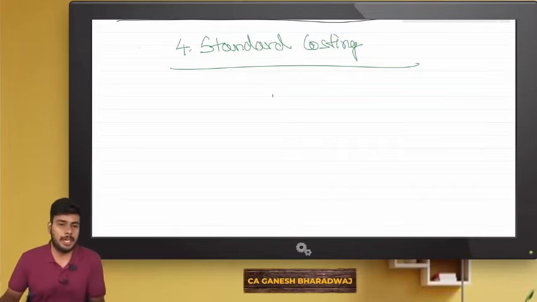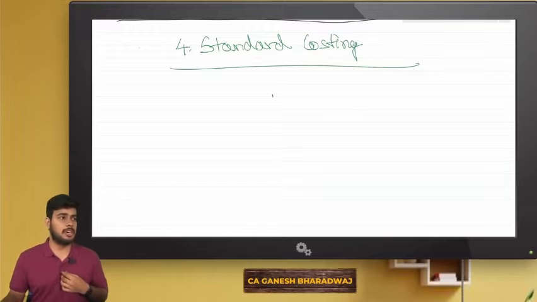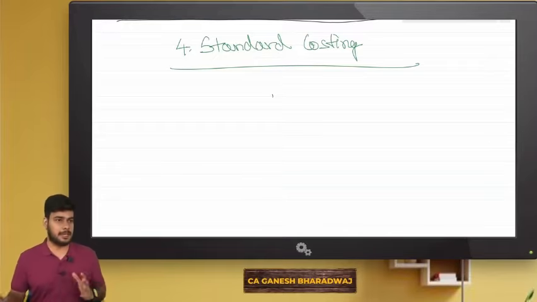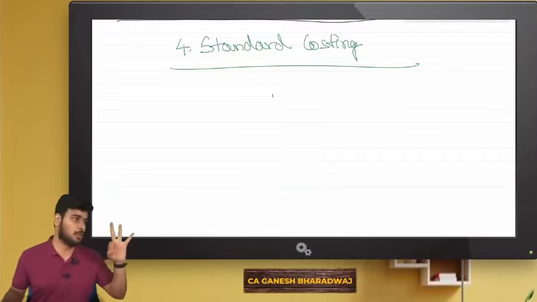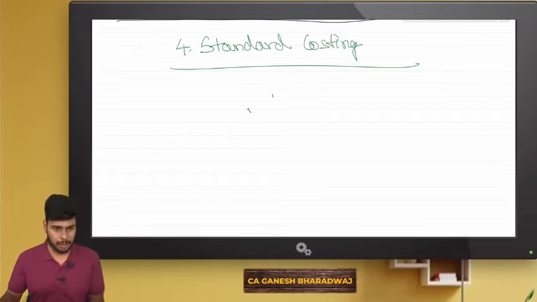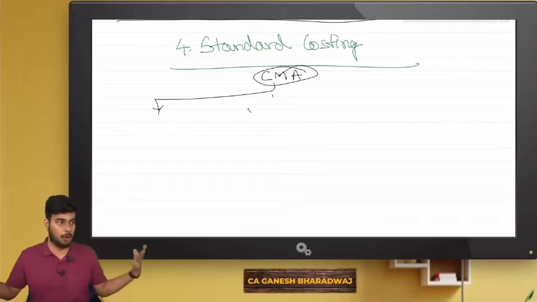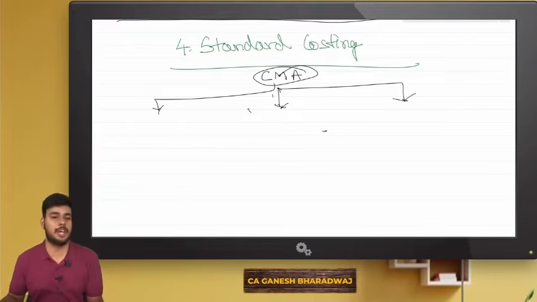Now, first of all, our subject. What's our subject? No, it's not costing. It's cost and management accounting. There are two words here. Cost and management accounting. Now, our subject, cost and management accounting, put together, has three objectives in total. I'm not talking about standard costing. I'm talking about cost and management accounting. This subject as a whole helps us to achieve three objectives.